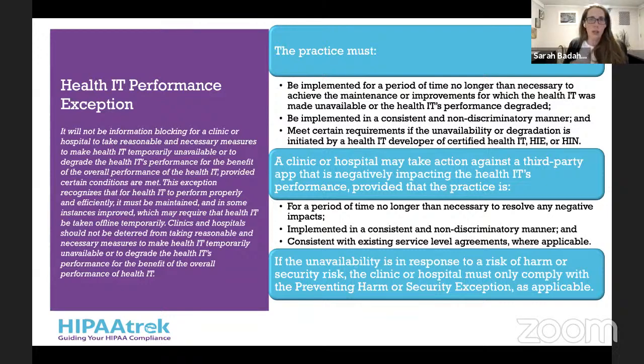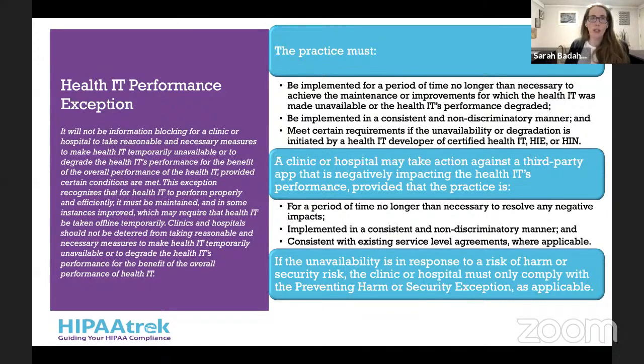So if you're going to utilize the health IT performance exception, it can only be for certain reasons, right? If you're performing maintenance on your health IT or your internet or your network, whatever, then you're unable to provide it, and you can delay the request for as long as it takes for you to complete your maintenance or improvements of your health IT. Once the improvements or the maintenance are completed, then you must release the information.